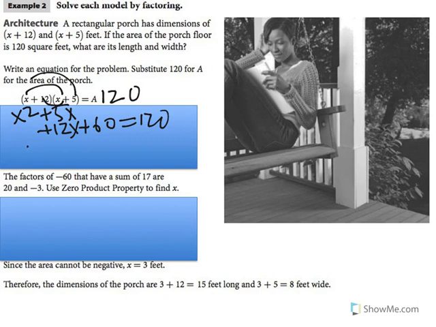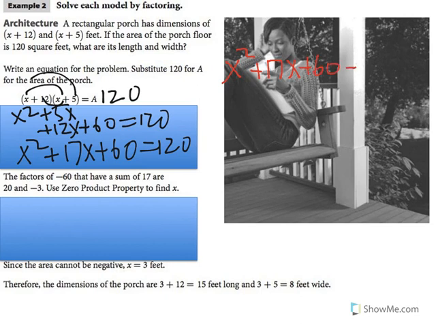Then combine like terms, so we have x squared plus 17x plus 60 equal to 120. We continue to solve for x. I'm going to move it up here, using a different color. We have x squared plus 17x plus 60 minus 120 equal to 0. Then combine like terms again, so we have x squared plus 17x minus 60 equal to 0. Now we can factor to solve for x.